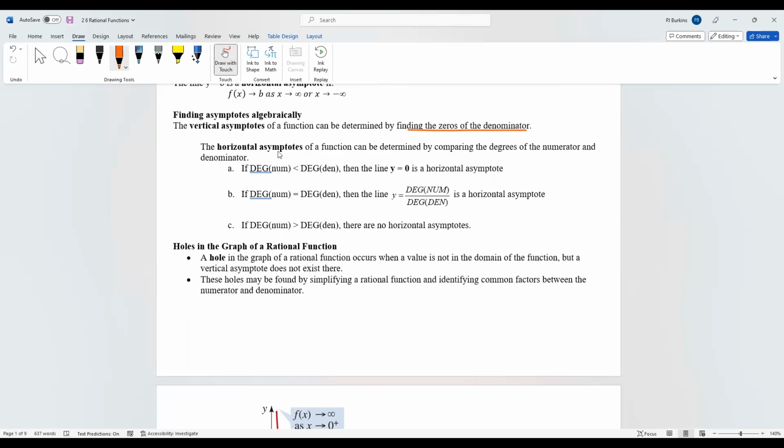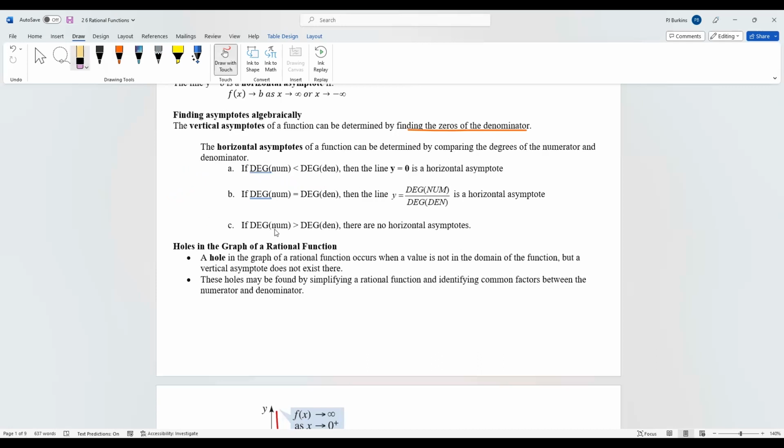For horizontal asymptotes, we have a couple different options. If the degree of the numerator is less than the degree of the denominator, then the line y equals 0 is a horizontal asymptote. So what does that mean? If we had x plus stuff with decreasing powers of x over, say, x squared, right? The numerator's degree is 1, the denominator's degree is 2. That follows this pattern, and that means that y equals 0 would be a horizontal asymptote.